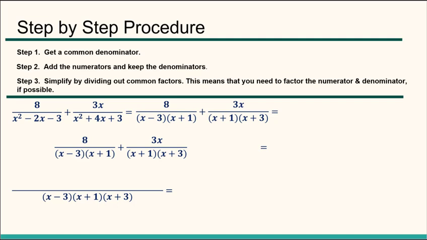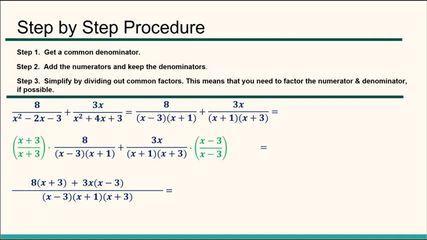I've got to try to make it have that common denominator. So for the first term, I'll multiply top and bottom by x plus 3. The second term, I'll multiply top and bottom by x minus 3. So what I'll get for the first guy is I have our common denominator, and I'll just write down 8 times that x plus 3. For the second guy, I'll write down plus 3x times x minus 3.